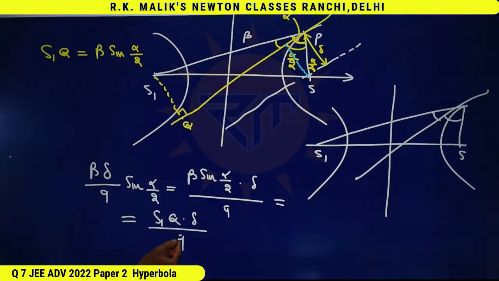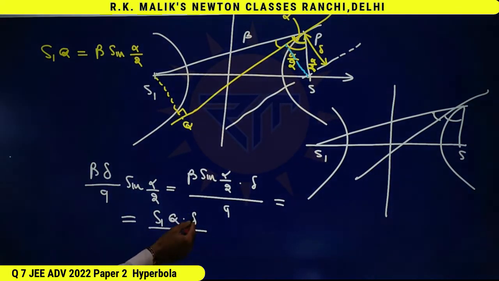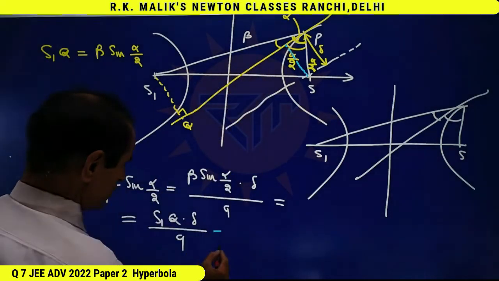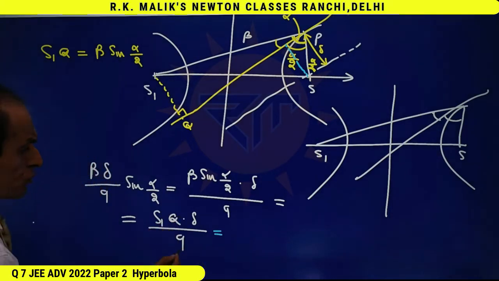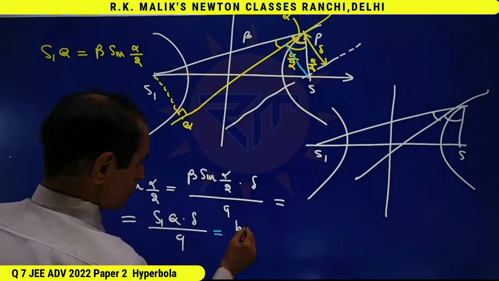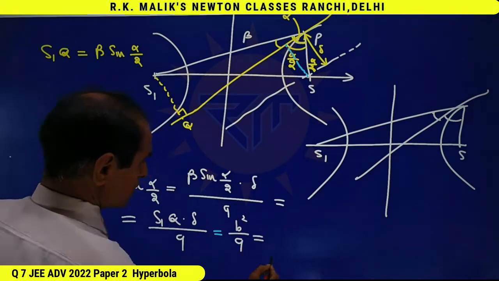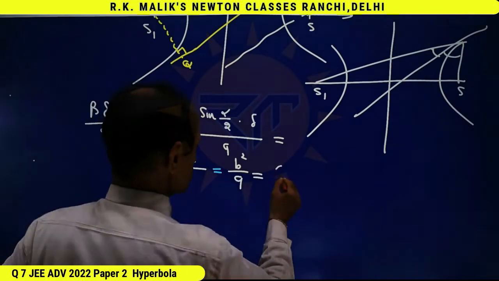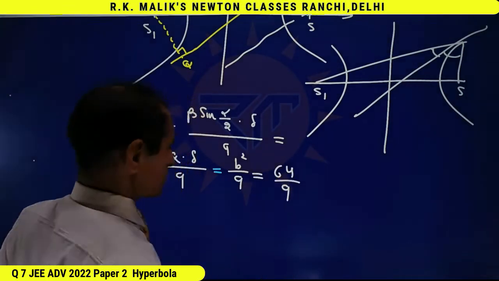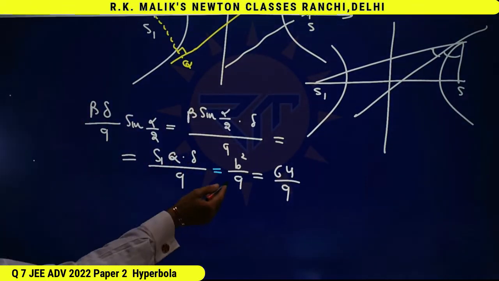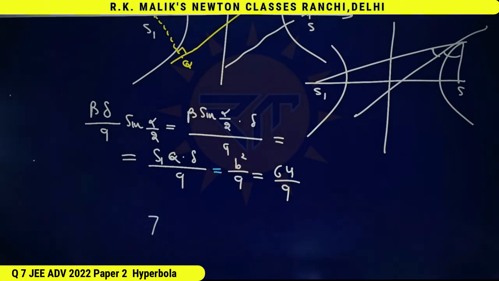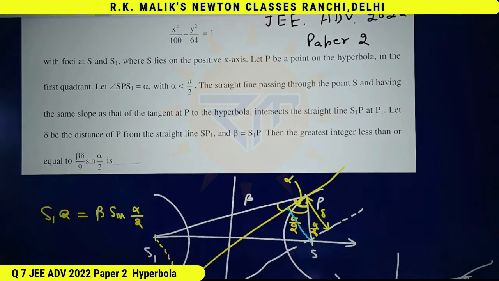Hence I can say delta is the length of perpendicular from focus S to the tangent, and therefore S1Q into delta will become B square by 9, and B square is 64. Hence I get the answer 64 by 9. And greatest integer less than or equal to this is 7. Hence the answer is 7.